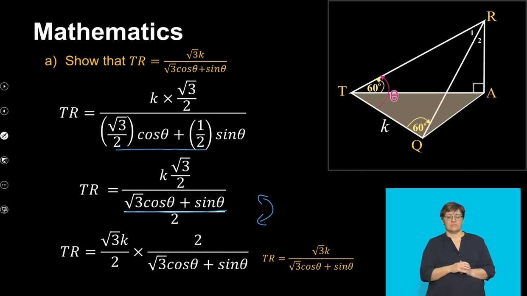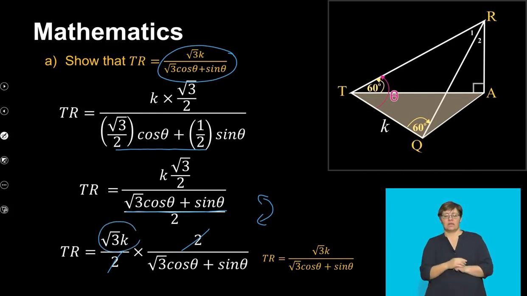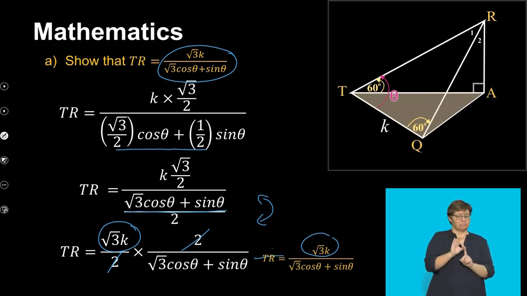Okay, and remember, what did they ask us to prove? They wanted us to prove that TR is equal to root 3k over, this is the question, remember? So we're almost there. The only thing we've got to do now is cancel that off. And when we cancel that off, we're left with root 3k in the numerator, which is what they wanted us to prove. And in the denominator, we have root 3 cos theta plus sine of theta. So basically, we've now proved exactly what they needed us to prove.